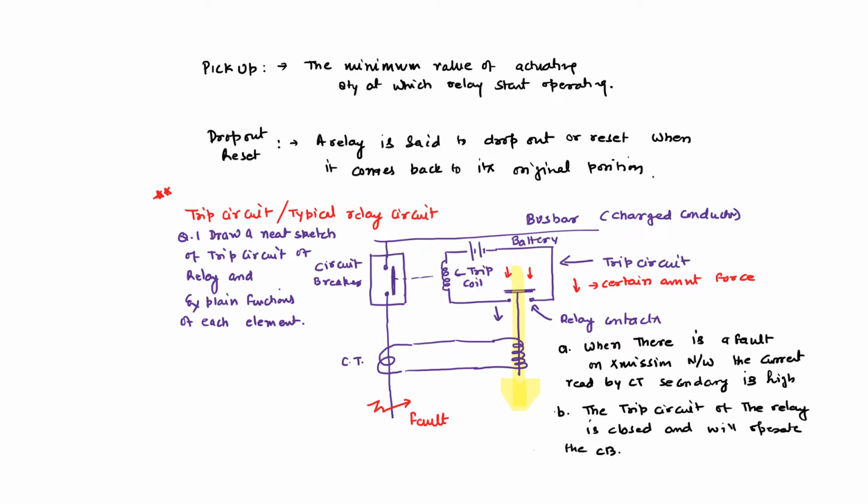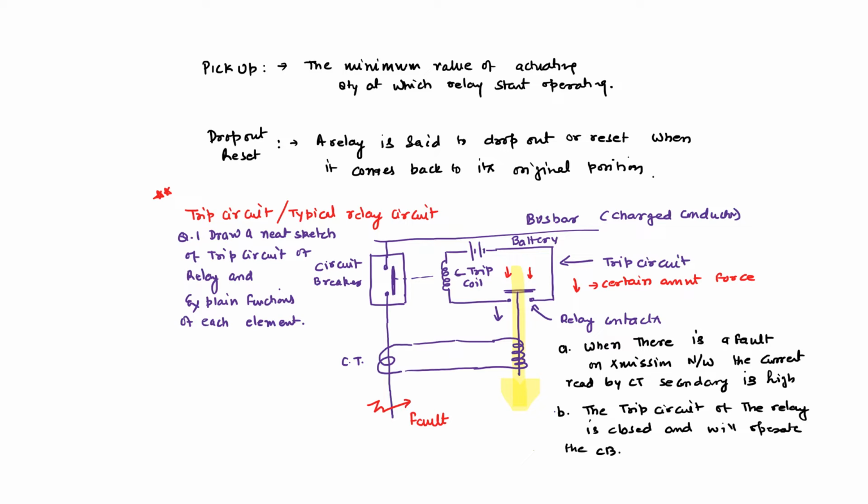In this example I am showing a bus bar, which is a charged conductor, with a circuit breaker and relay interconnected with each other. The current is measured by the current transformer, and the current transformer is attached to the relay coil. When there is a fault in the system, the value of the current is higher and this high current attracts the relay contact and the trip circuit is closed. The trip coil is then charged with DC current, and the circuit breaker is shifted back. The main part of the circuit is isolated with the help of this mechanism.